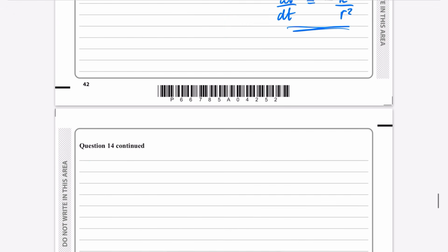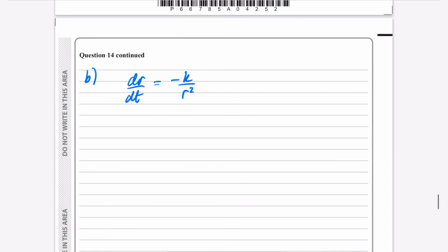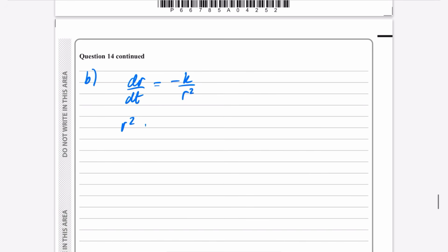Okay, for part B of the question, we take dr/dt equal to minus k over r², and we're going to try and solve this. So I'm going to put the r² up to the other side, and the dt up to the other side as well, and then integrate both sides. When I integrate r², I get a third r³, and when I integrate k with respect to t, I get minus kt, and I'm going to add in another constant. Now I've already used c, but I'm going to use a different constant this time, alpha. If you wanted to use c, that's absolutely fine.